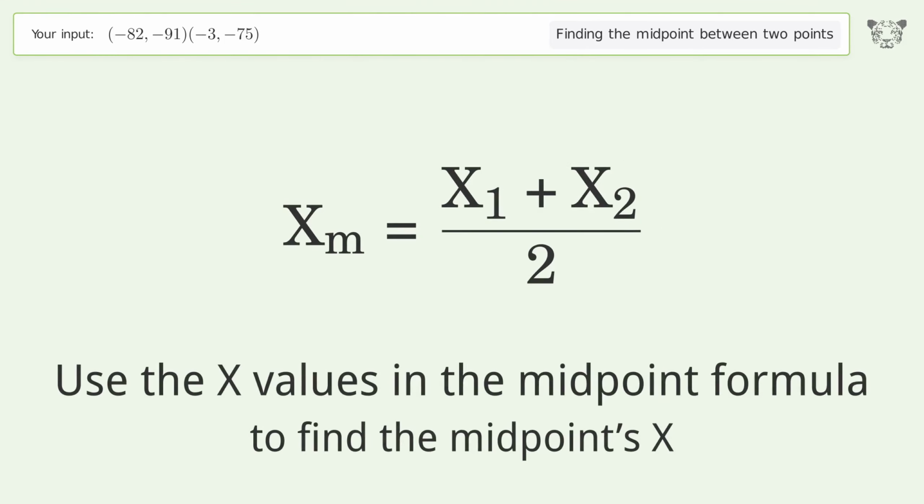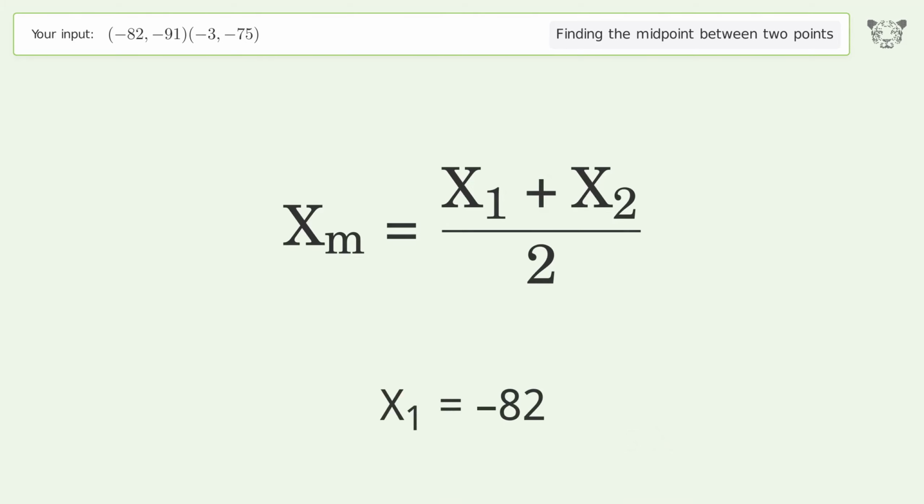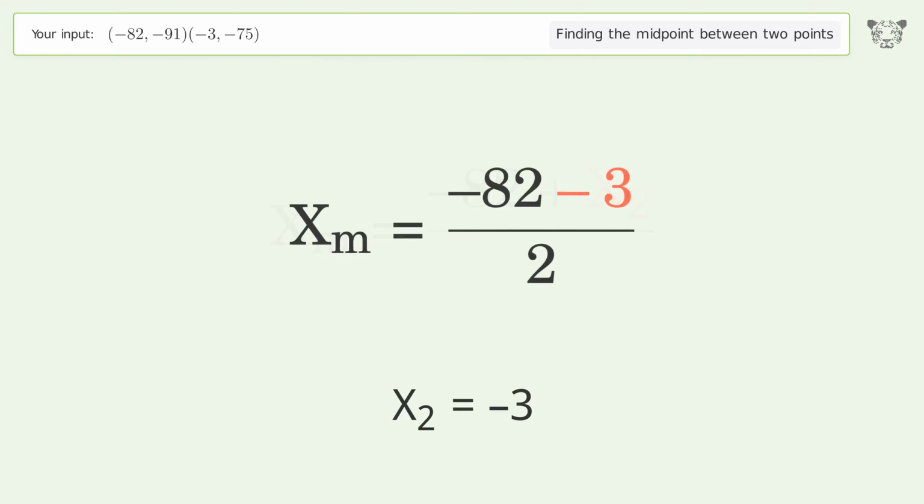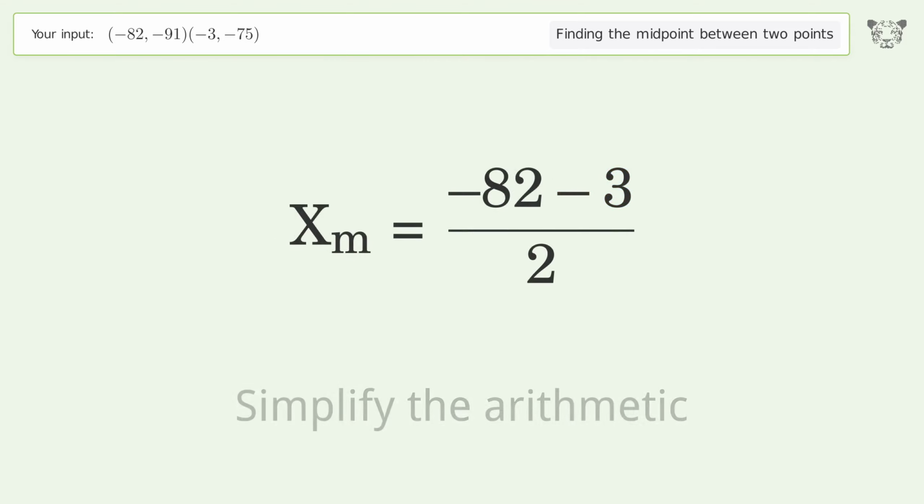Use the x values in the midpoint formula to find the midpoint's x. x1 equals negative 82. x2 equals negative 3. Simplify the arithmetic.